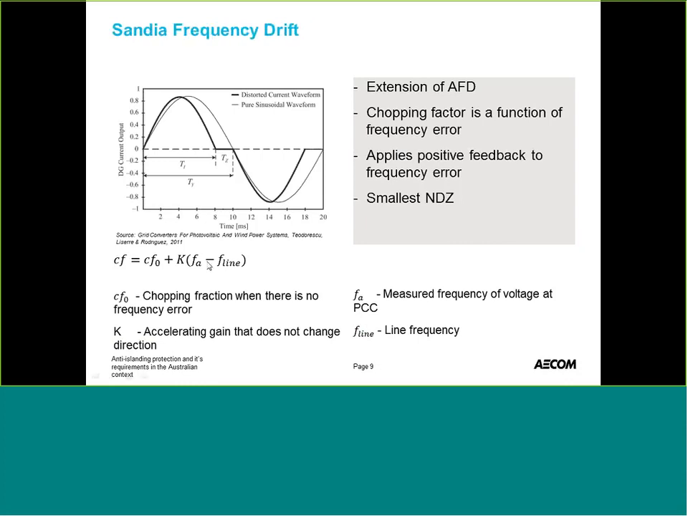So I think the key here is this K factor here, or the positive gain. So it's trying to basically continually apply that gain to the error. So as the error gets bigger, the difference in frequency between what's measured and what's output, it tries to increase that just to speed it up so it can hit the under frequency or over frequency limit a lot quicker.